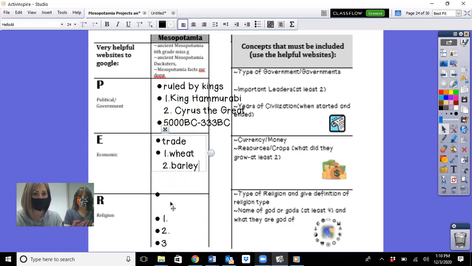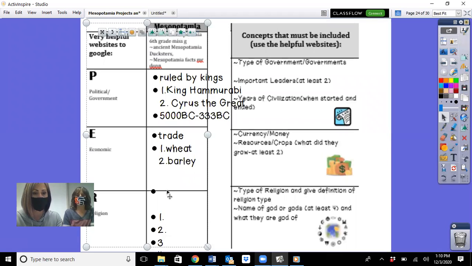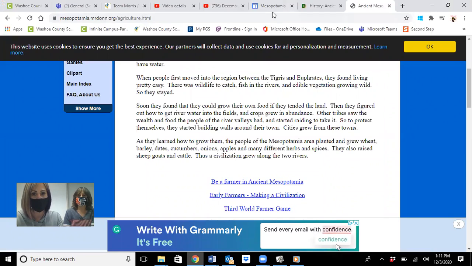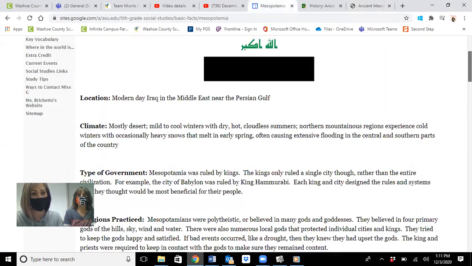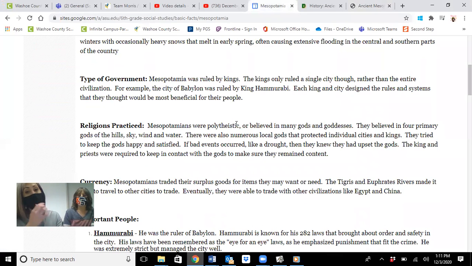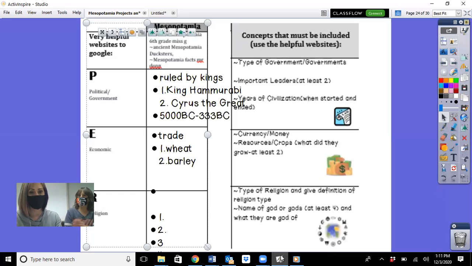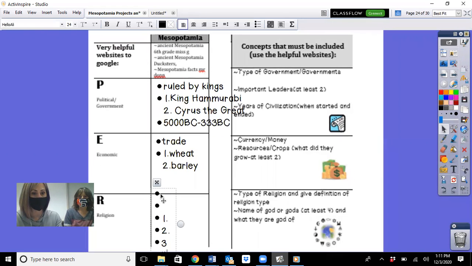So then religion, we're going to do one more, religion. So first off, the type of religion. I remember if we went to Miss G, she talked about religion. So Mesopotamia was polytheistic, which means they believed in many gods or goddesses. Poly means many. So type of religion and definition. If I was going to type right here, is it going to let me type? Okay, poly, I don't know how to spell it. How do you spell poly? T-H-E-S.